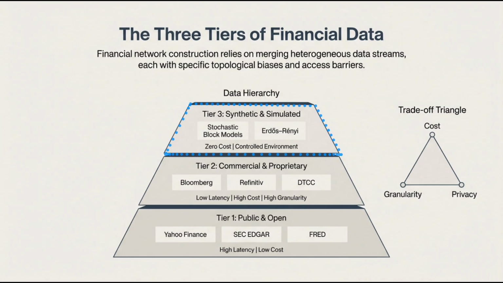At the top is Tier 3, synthetic and simulated data, such as stochastic block models and Erdős-Rényi networks, which give researchers a controlled environment and solve some privacy problems. On the right, the trade-off triangle summarizes the lecture's central tension. You usually cannot maximize cost efficiency, granularity, and privacy all at once. In other words, every data source comes with compromises, and good network research begins by understanding those compromises.